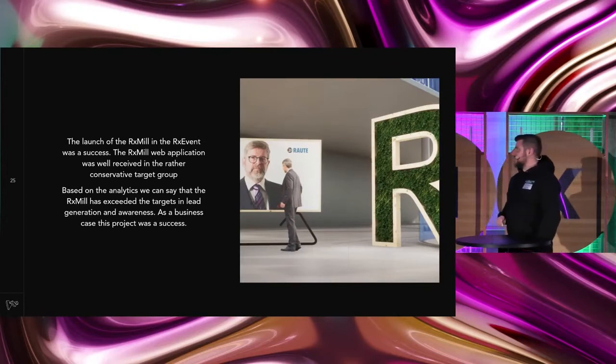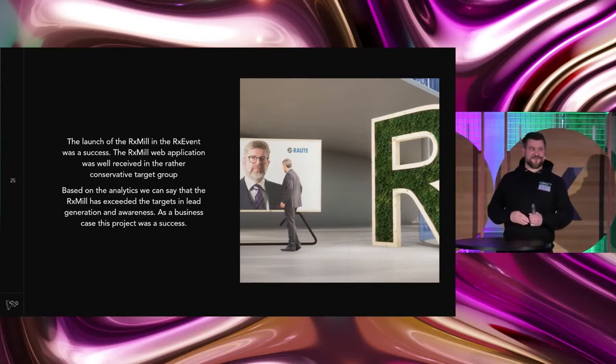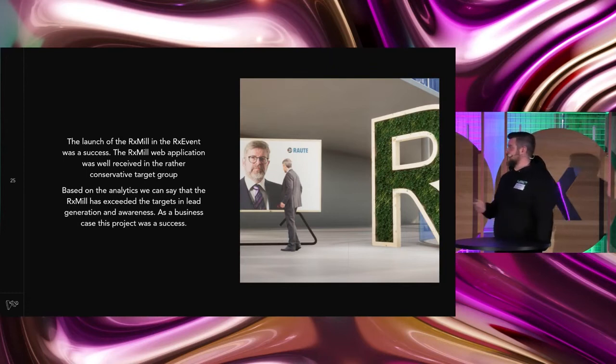We can say that this whole project was really successful, and in the really niche and not that tech-savvy audience, the RX mill web application was really well received. And this target group was really, really conservative, so their anticipation for technical hassle is non-existent. So if it doesn't work when you go there, it would drive the audience away. So in that case, we really nailed this.